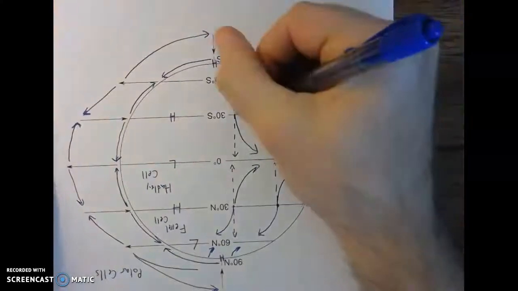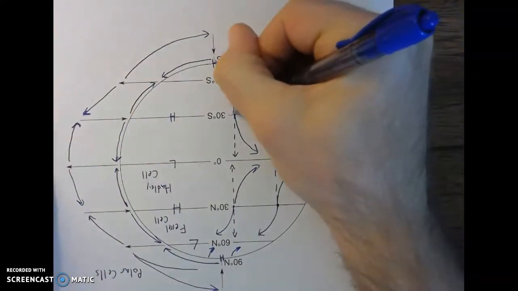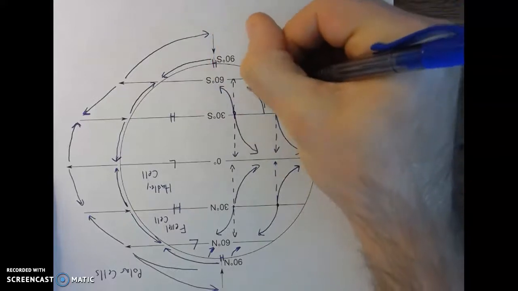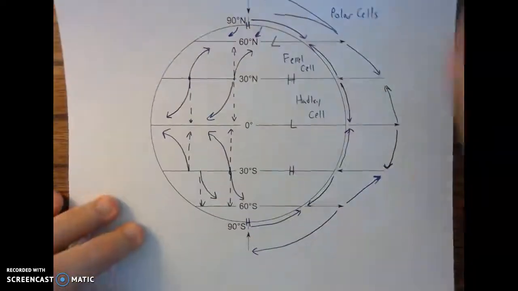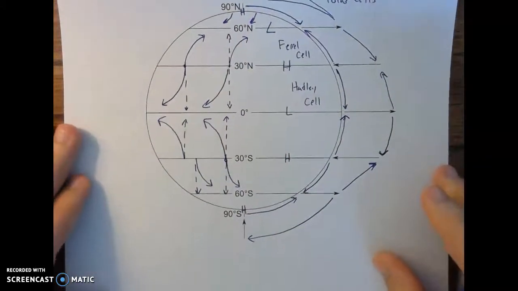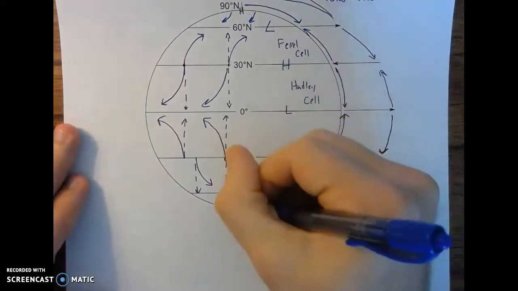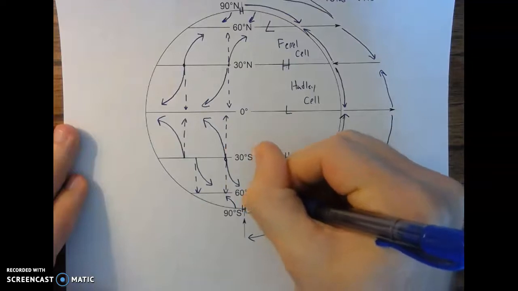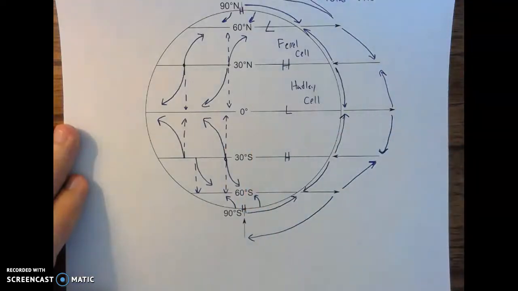And I'm going to flip my paper. This is our starting point. Deflection towards the left is that way. Again, the surface winds are the solid blue lines that I've drawn in between the lines of latitude. Last one, from the poles towards 60 degrees south.